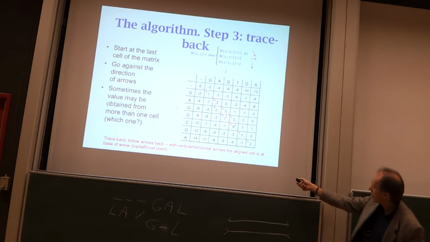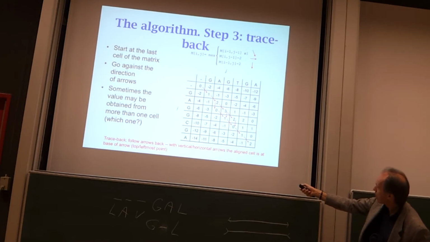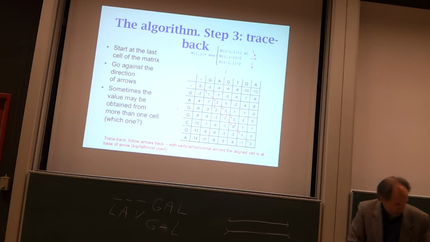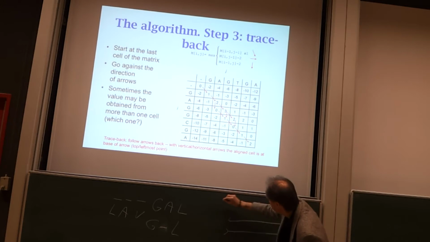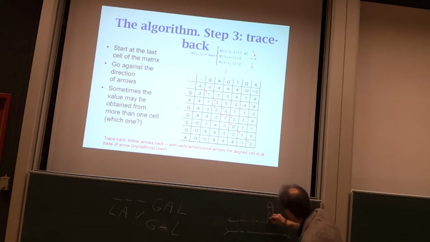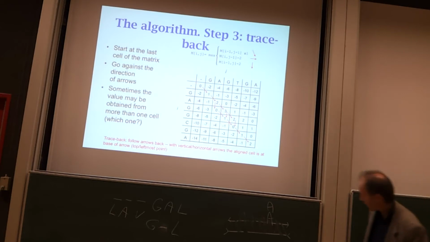So basically you say, okay, is this a gap in what? If I come from there, it means it was A on A. So you write that down in your algorithm. A on A, that's done. To the second. Where does this one come from? Diagonally. What does that mean? It's G on G. Okay.